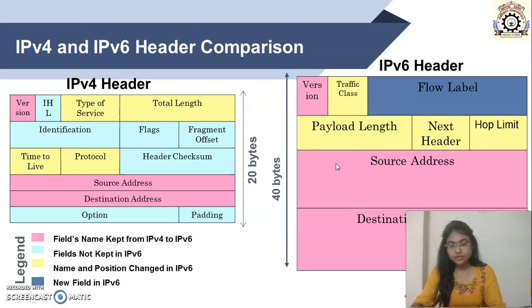Yellow color is used to indicate the fields which are available in IPv4 and similar fields are available in IPv6, but the name and the position of those fields in IPv6 is changed. And the blue color is used only in the IPv6 header format, to indicate the field which is new in IPv6 and not present in IPv4. One by one, we will learn each and every header comparison.